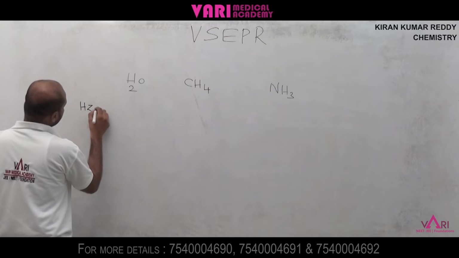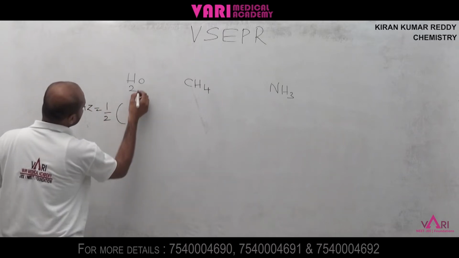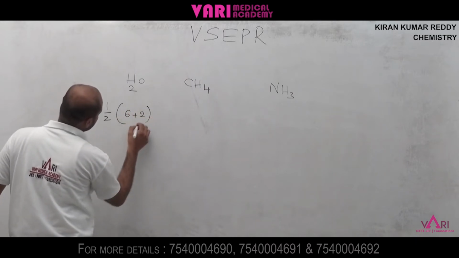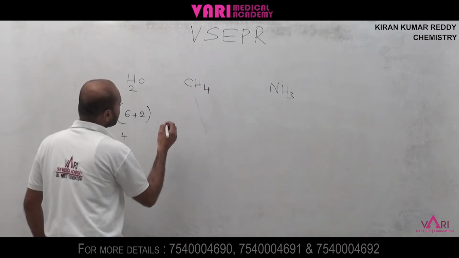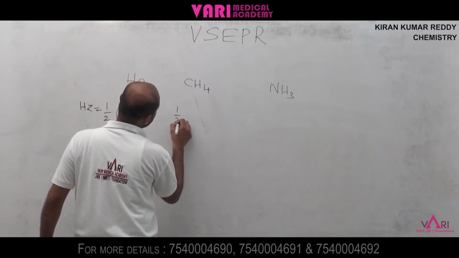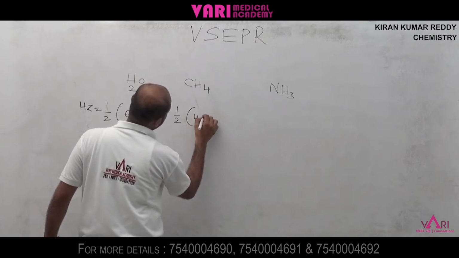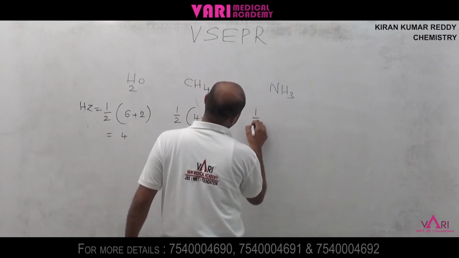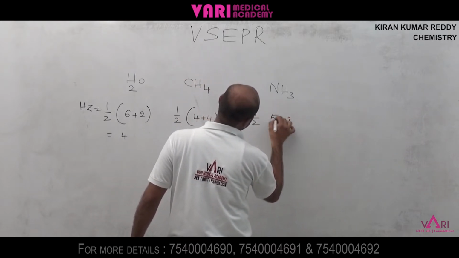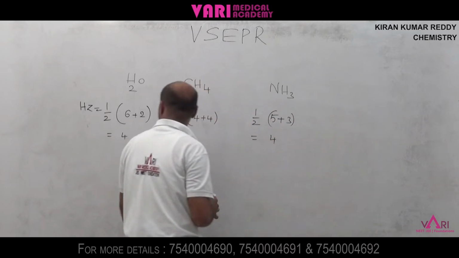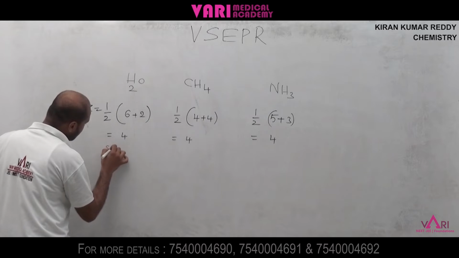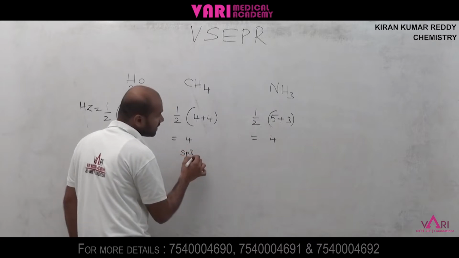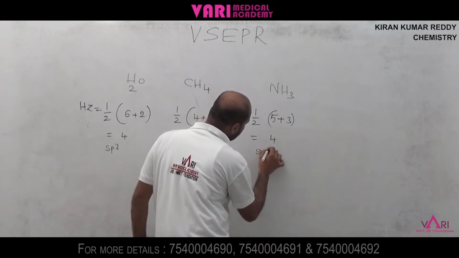Hybridization formula, you know, is 1 by 2 of the valence electrons of the central atom plus monovalent atoms. For water, oxygen's group number is 6, so 6 plus 2, that is 8, divided by 2 equals 4. In methane, carbon has 4 valence electrons plus 4, that is also 8, giving 4. In NH3, nitrogen 5 plus 3 is 8, that is equal to 4. All are sp3 hybridization: water is sp3, methane is sp3, and ammonia is also sp3 hybridization.